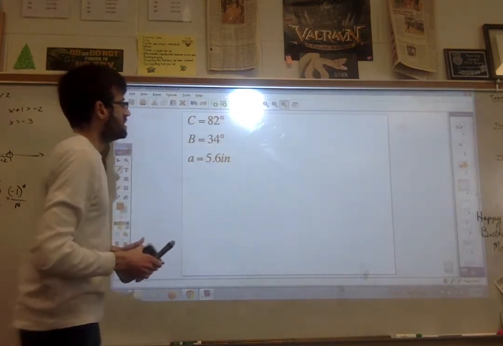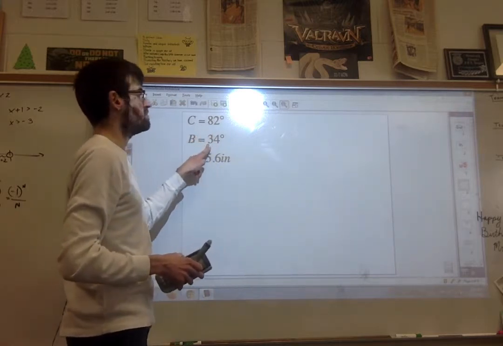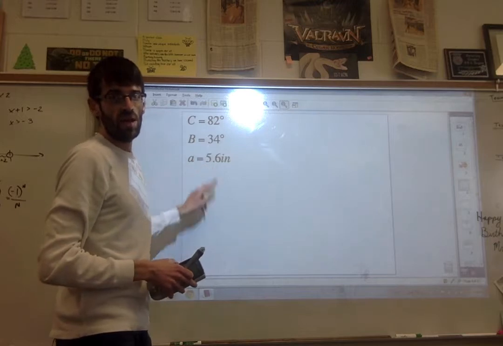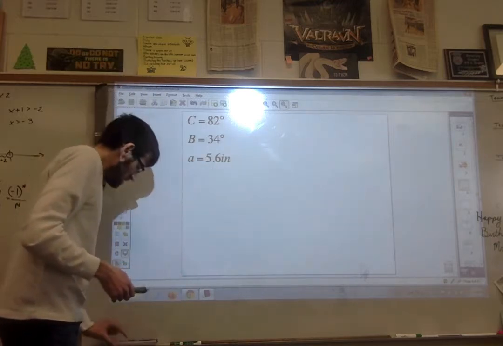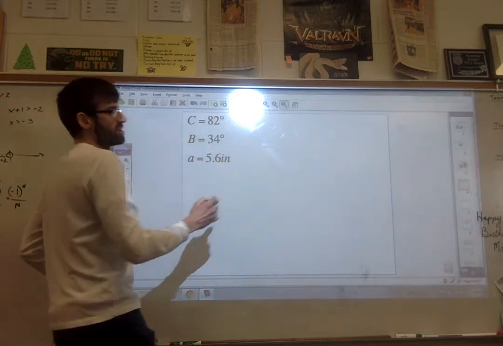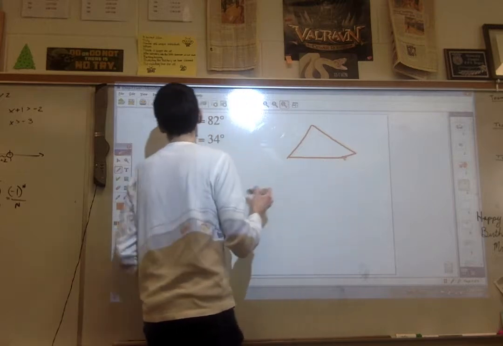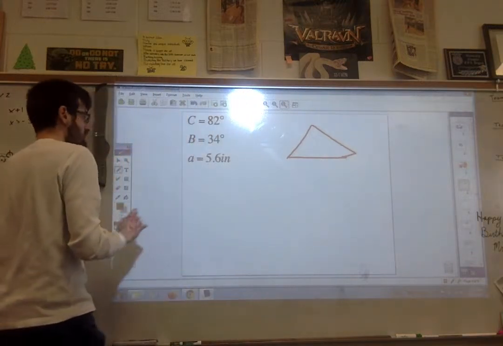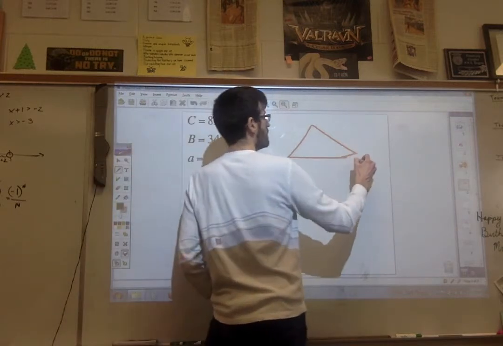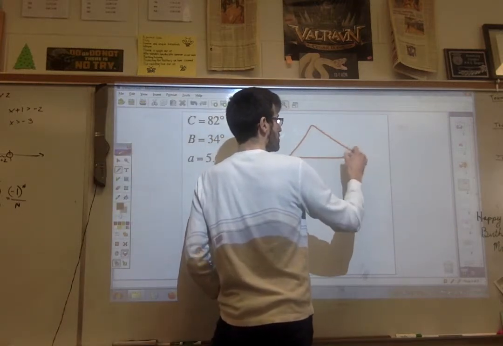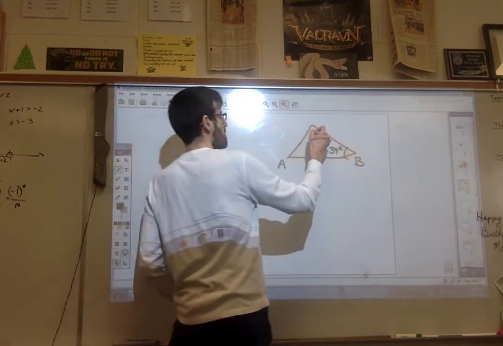Next, now understand that I have C equals 82 degrees, B equals 34 degrees, and little a equals 5.6 inches. The first thing I'm going to do is draw it out. I'm going to call this angle A. Angle B is 34. Angle C is 82.